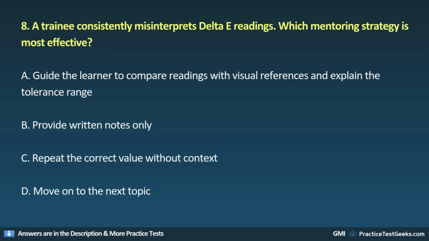8. A trainee consistently misinterprets delta E readings. Which mentoring strategy is most effective? A. Guide the learner to compare readings with visual references and explain the tolerance range. B. Provide written notes only. C. Repeat the correct value without context. D. Move on to the next topic.